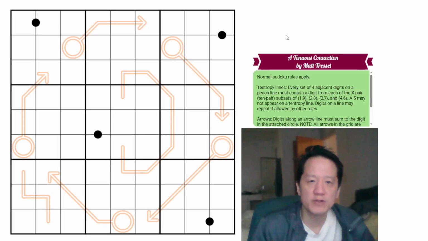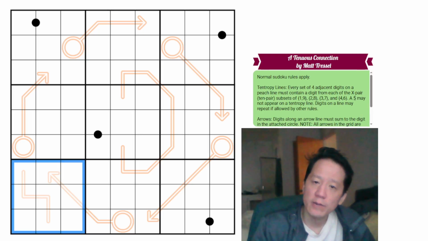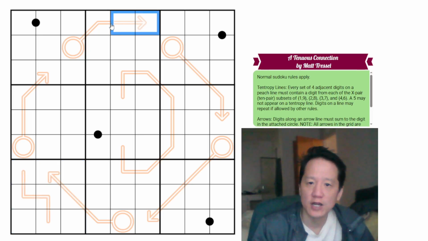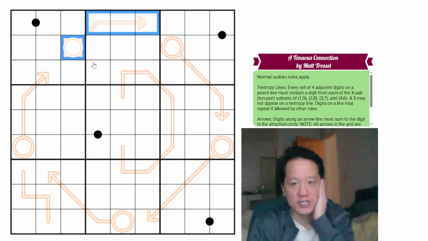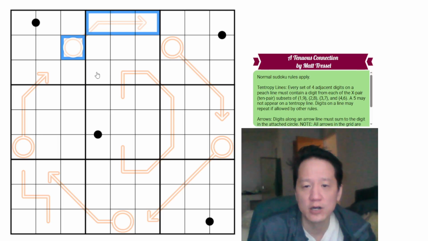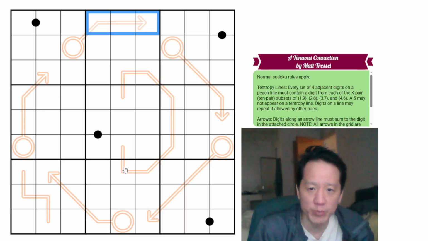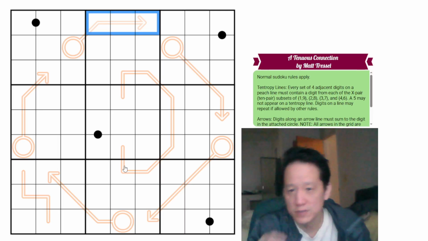Normal Sudoku rules apply, which means fill every row, column, and box with the digits 1 through 9 without repeats. We also have tentropy lines, where every set of 4 adjacent digits on a peach line must contain a digit from each of the x pairs, the 10 pair subsets, which is why it's called tentropy, of 1, 9, 2, 8, 3, 7, and 4, 6. A 5 may not appear on a tentropy line, and digits on a line may repeat if allowed by other rules.